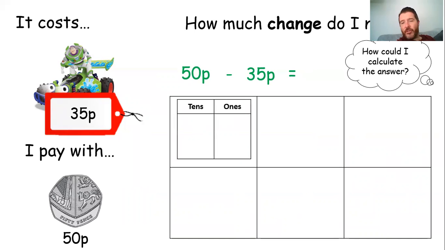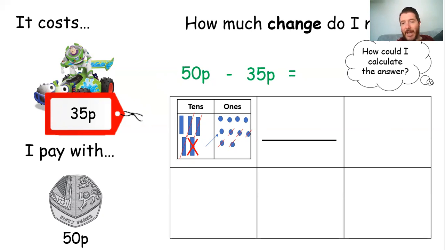So first of all, we could draw tens and ones. 5 tens because that's my total, 50p. And I'm taking away 35p. Now I can't take away the 5 ones from no ones. So I'm going to exchange 1 ten for 10 ones. And then I can take away 5. 1, 2, 3, 4, 5. Then I need to take away the 30. 1 ten, 2 tens, 3 tens. And that leaves me with 10, 11, 12, 13, 14, 15.